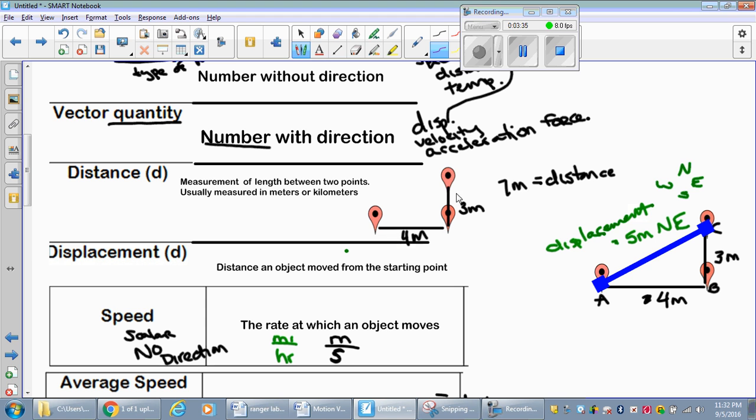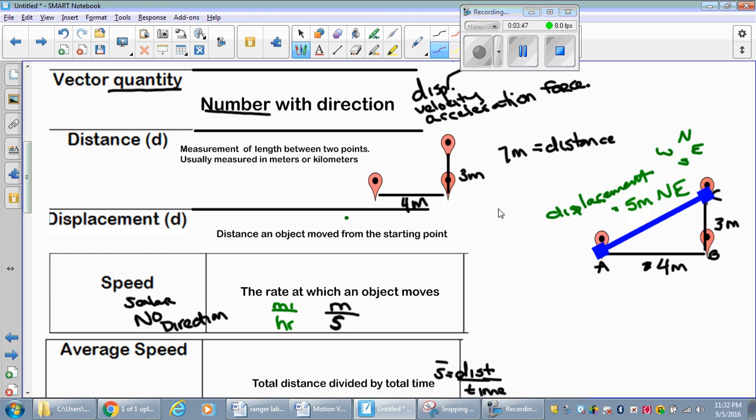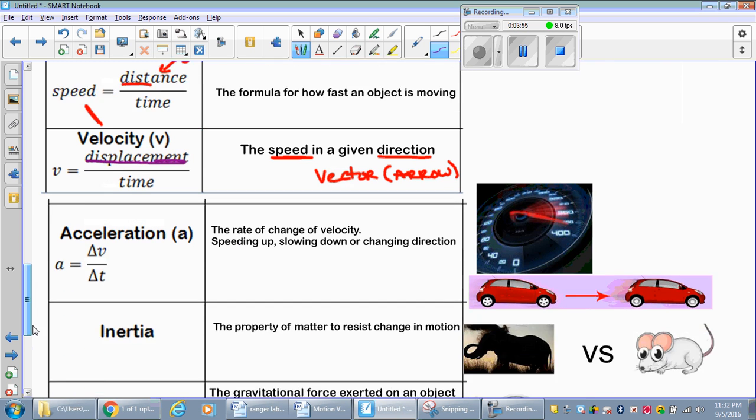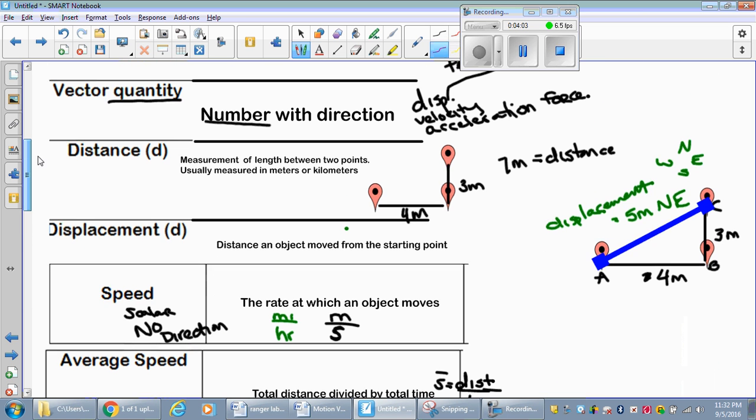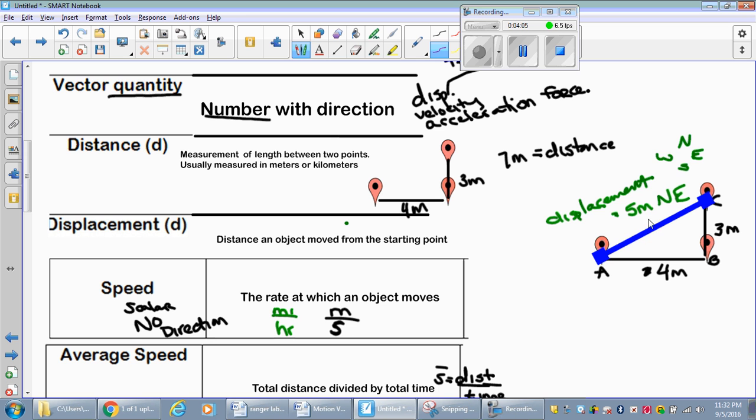Remember, distance would have been 7 if we added these up, but displacement would be just the hypotenuse of this triangle. So 3, 4, 5, right? All right. So which number would you plug in for distance? Let's say this happened over a period of 10 seconds. If you were doing speed, you'd plug in the distance, so 7 over 10, right? But if you're doing displacement, you would put in 5 over 10, right? See, 7 divided by 10 versus 5 over 10.